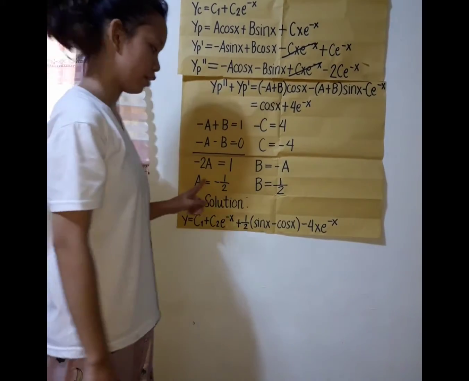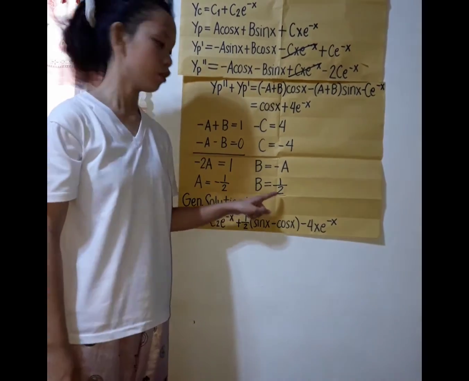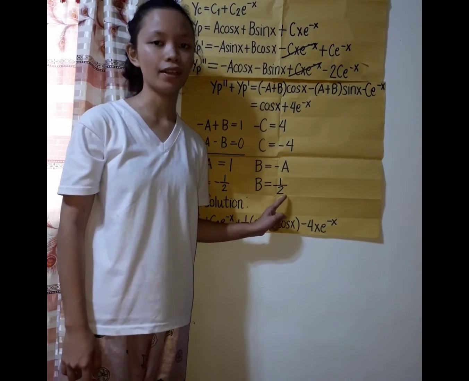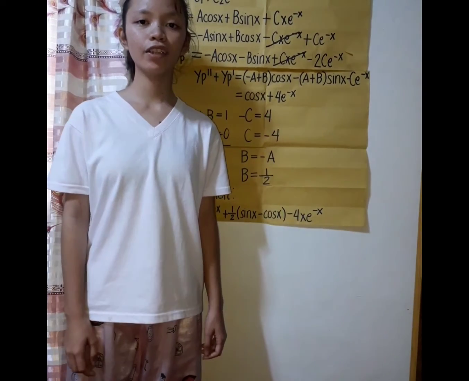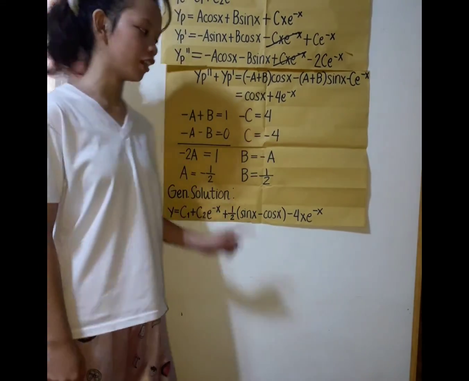So, di ba ito yung a natin? So, kapag nilagay mo siya dito, magiging positive 1/2 na siya. So, b is equals to positive 1/2. So, dahil meron na tayong value ng a, b, at c, pwede na natin kuhanin ang general solution.